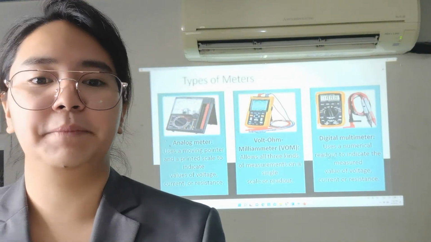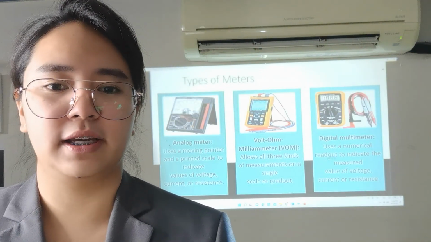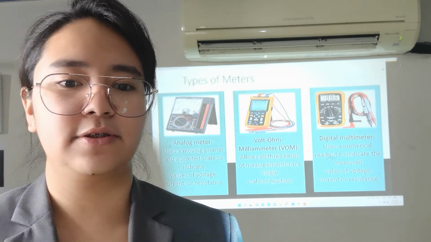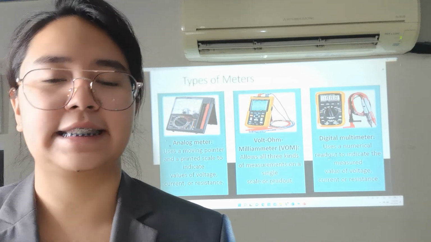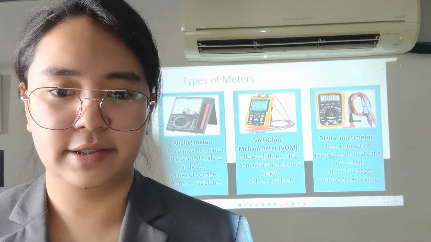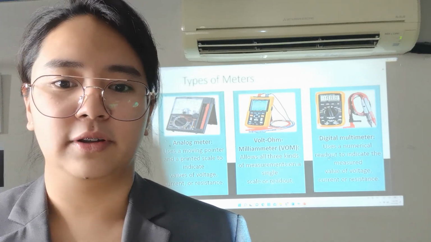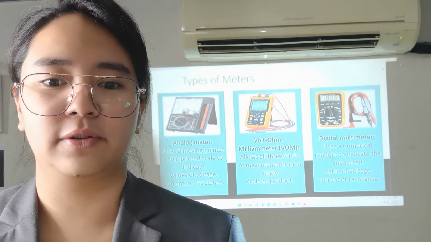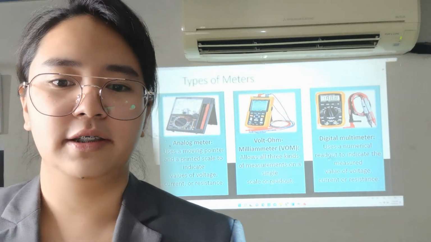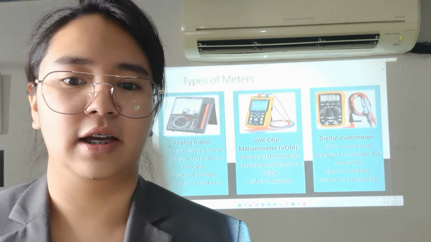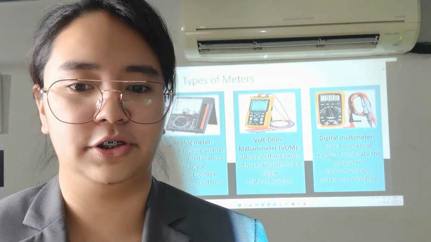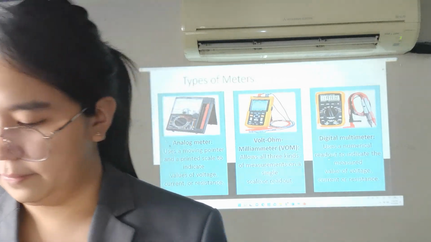Types of meters: analog meters use a moving pointer and printed scale to indicate values of voltage, current, or resistance. A volt-ohm-milliammeter allows all three kinds of measurements on a single scale or readout. Digital multimeters use a numerical readout to indicate the measured value of voltage, current, or resistance.